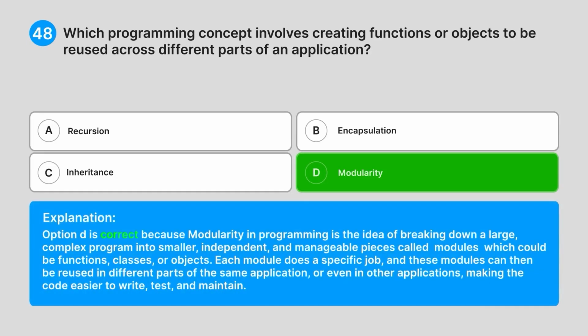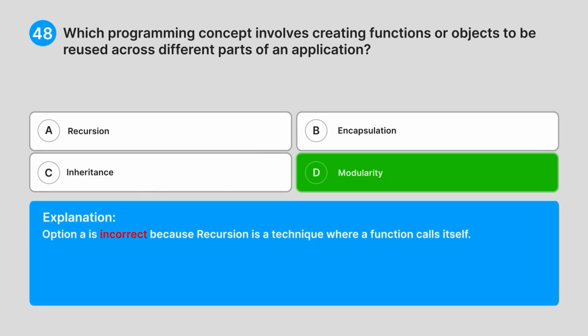Explanation. Option D is correct because modularity in programming is the idea of breaking down a large, complex program into smaller, independent, and manageable pieces called modules, which could be functions, classes, or objects. Each module does a specific job, and these modules can then be reused in different parts of the same application, or even in other applications, making the code easier to write, test, and maintain.